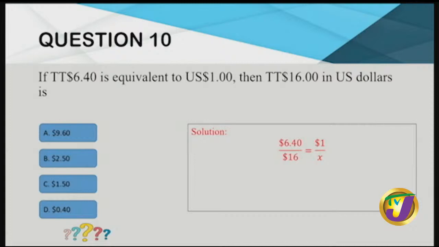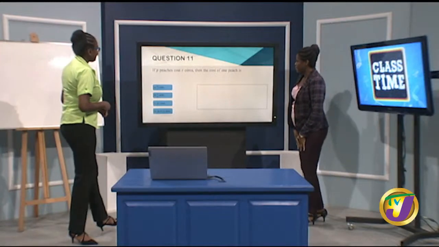Based on our calculations, and again, we're using the proportion method here, we find that X is actually $2.50. So for my $16 TT dollars, I will get $2.50 US dollars. And boy, the US dollars, oh Lord, it's soaring. Oh, gone. All right, so let's move to question 11.